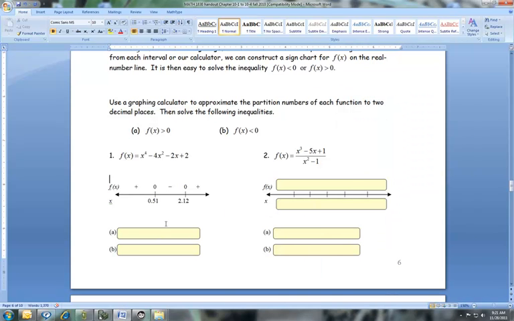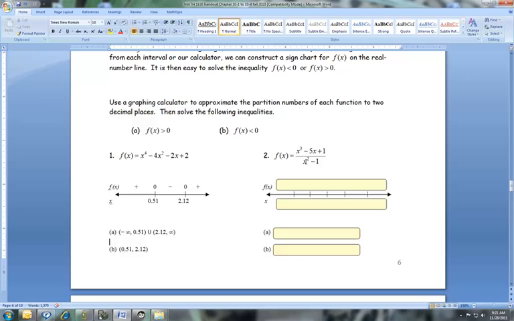Now to answer the question, my function is greater than 0 in the sections that are positive. So from -infinity to 0.51, and then 2.12 to infinity. So that would be how I'd expect you to answer it. My function is less than 0 in the sections where it's negative. So parentheses 0.51 comma 2.12 should be my answer there.